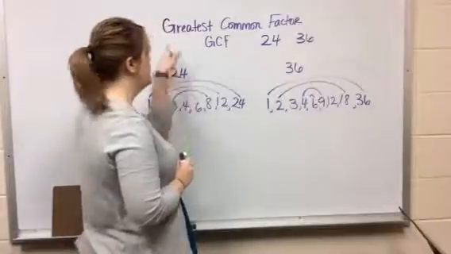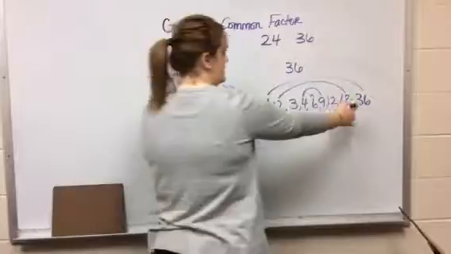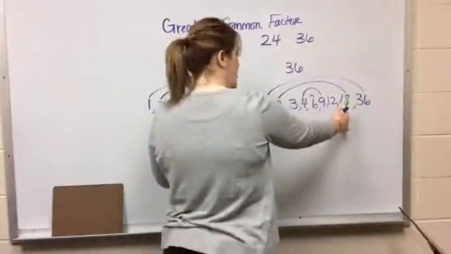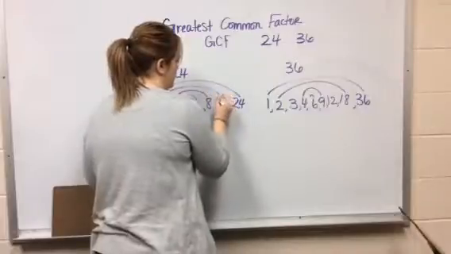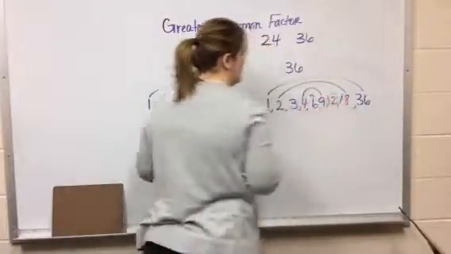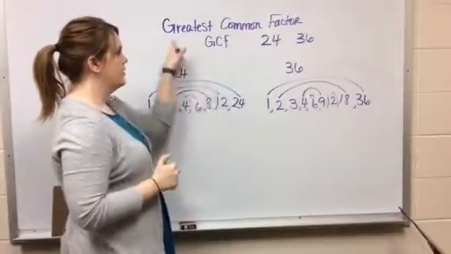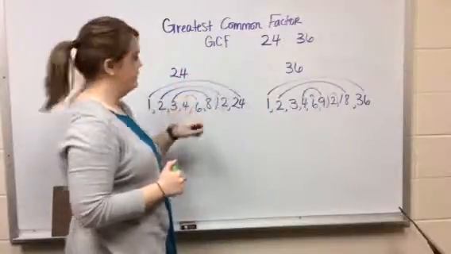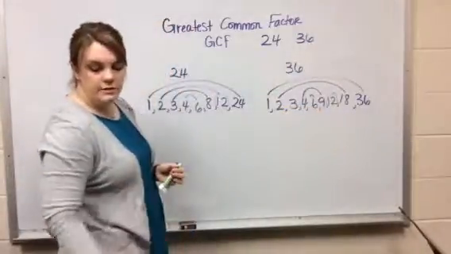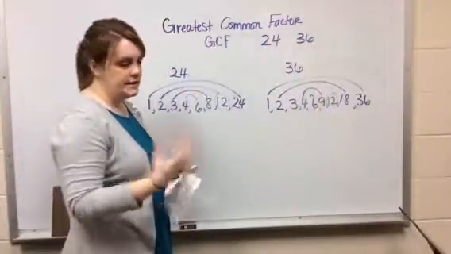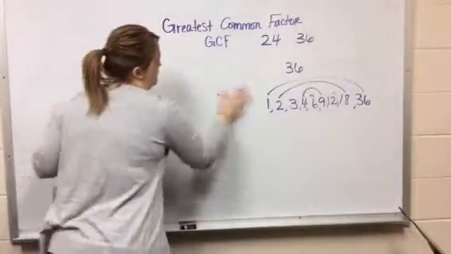So I'm going to look for the biggest one that they have in common. Well, they don't have 36 or 24, they don't have 18, but they do both have 12 in common. So my greatest common factor, my GCF, for 24 and 36 is going to be 12. So that's one method that we can do. We just list out our factors. I have 2 more methods to show you.